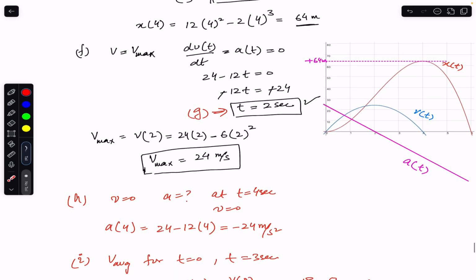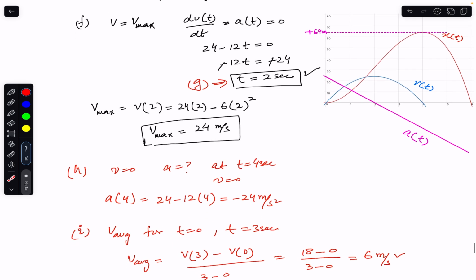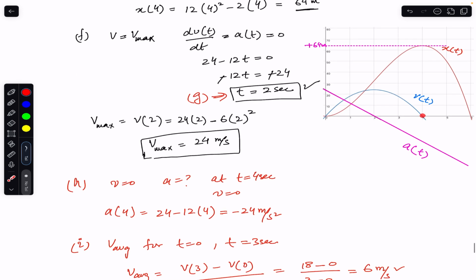And similarly, in part H, we are asked to find the acceleration when the velocity is equal to 0. So the velocity at t equals 4 seconds, this is the velocity, is 0, and at that particular point the acceleration is somewhere here, which is minus 24 meters per second squared. So at t equals 0, the velocity graph is touching the x-axis and the velocity is equal to 0.